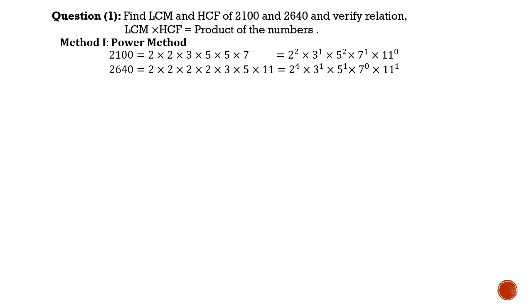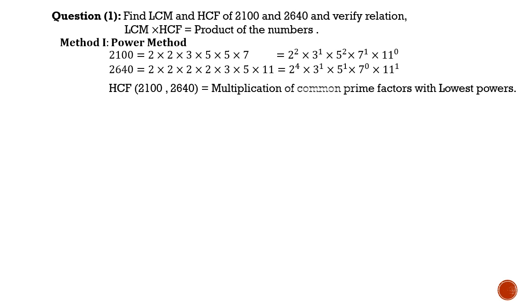Now as soon as we write it like this, it becomes very easy for us to find the HCF and LCM of the given two numbers. So let us first go for the HCF of 2100 and 2640. It will be written as the multiplication of the common prime factors with the lowest powers. All the factors which were not available, we have made their powers 0 and written them. So all the factors are common now. What are we going to do? Simply, we are going to take the common prime factors with the lowest powers.